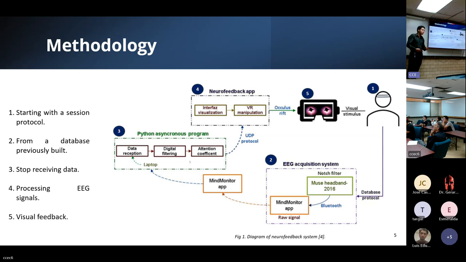Okay, so for the system to function, it is fundamental to start with a session protocol, because we need the results and the data that the system records to have a standard. So even before the construction of the system, it was necessary to build a database from the participants, because the functionality of this system is based on a threshold.